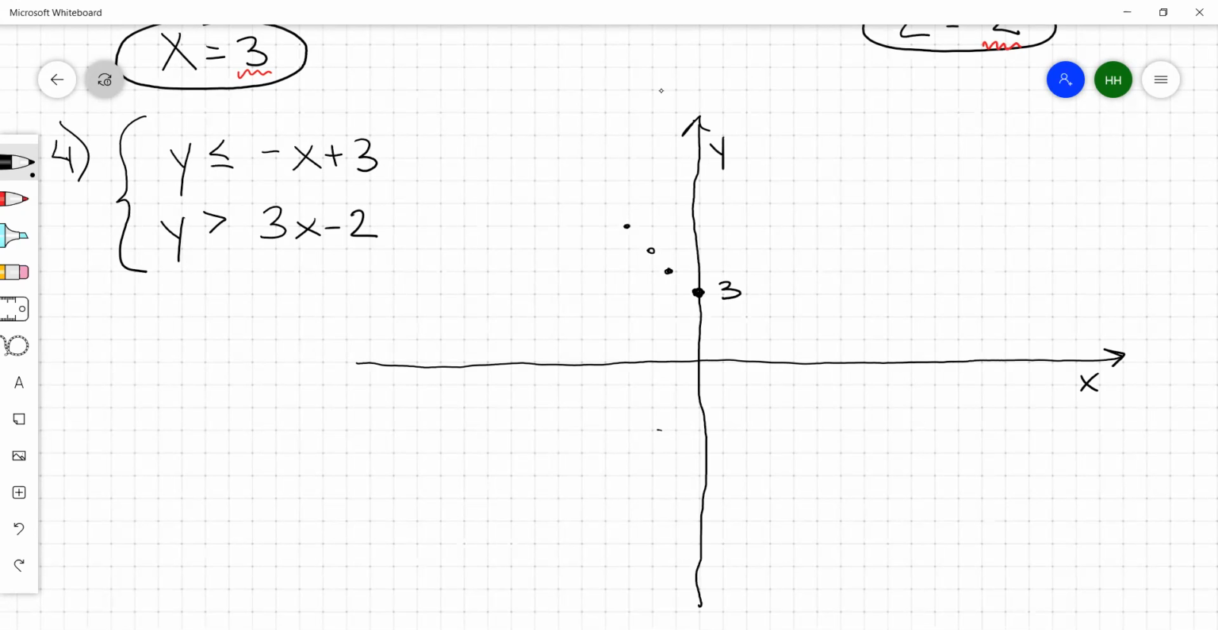I'm going to continue that until I have enough points to show me where the line's going to go. Now, this is less than or equal to, so this is a solid line. It's going right here. Less than or equal to, we shade the bottom of the line. So this portion of the line would be shaded.